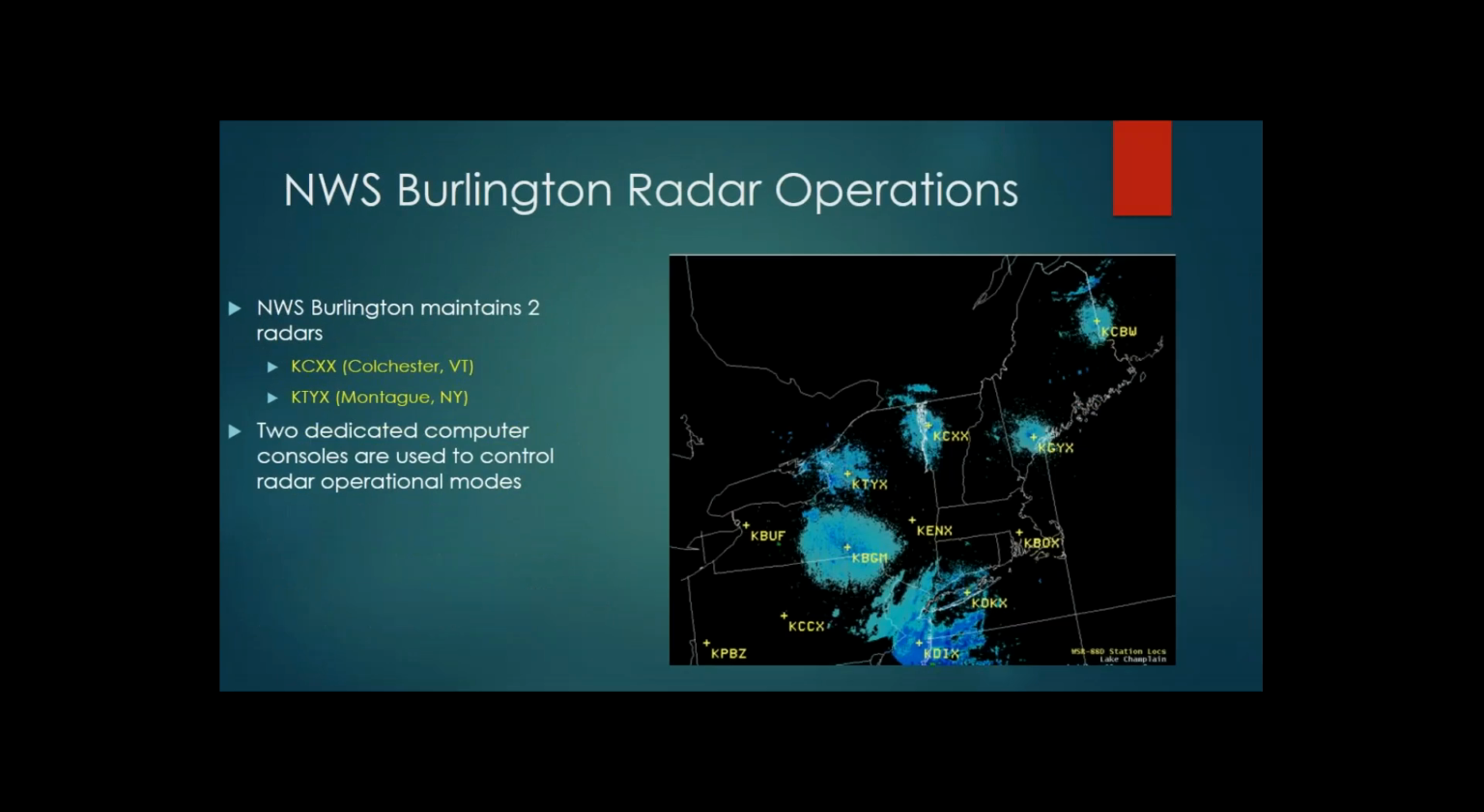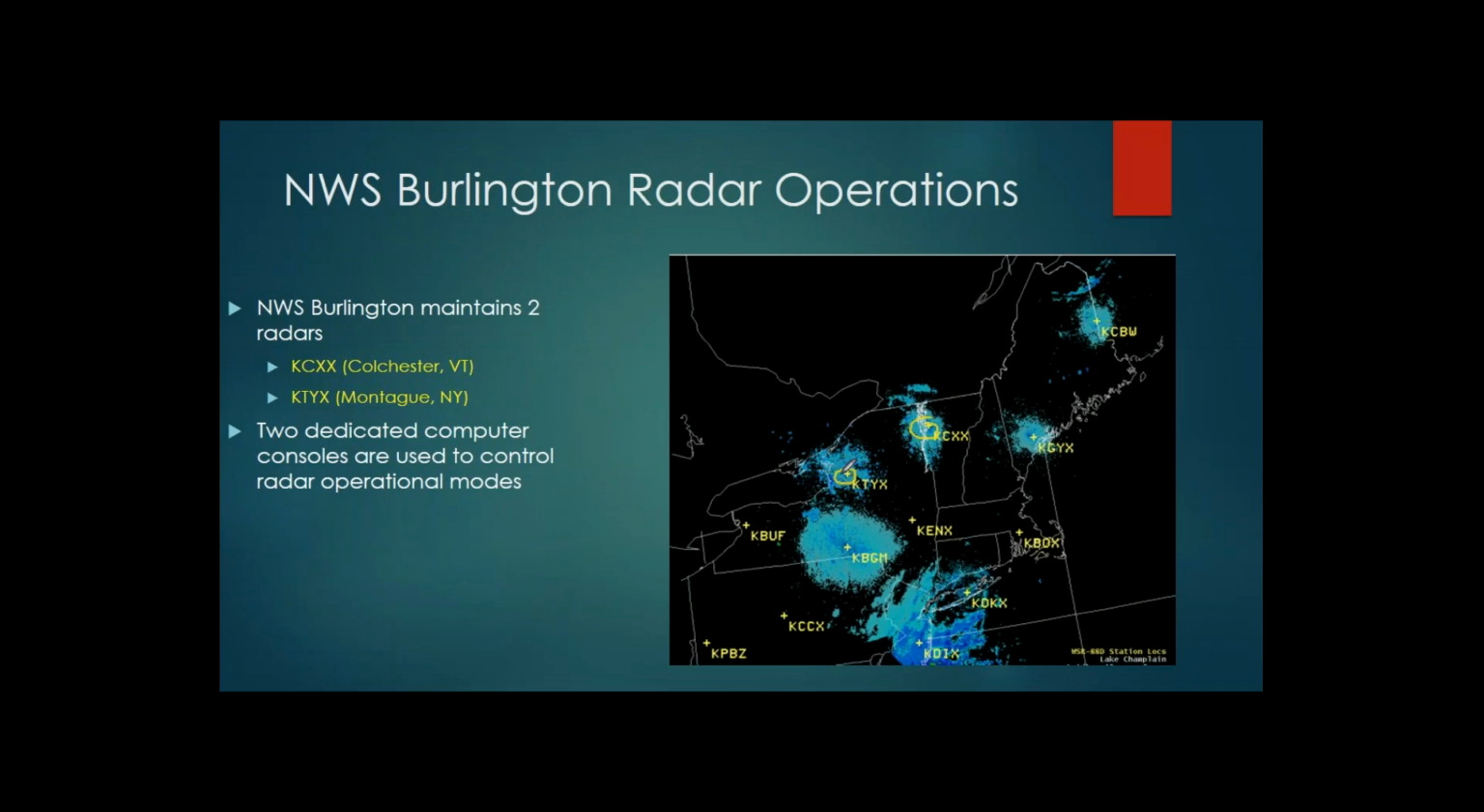In terms of us, particularly here in the National Weather Service in Burlington, we monitor and operate two radars. There are the KCXX radar in Colchester, Vermont. And let me just highlight these for you over here. That's KCXX right here. And then we also operate the KTYX radar, which is out in Montague, New York. And this is valuable for monitoring lake effect snows.